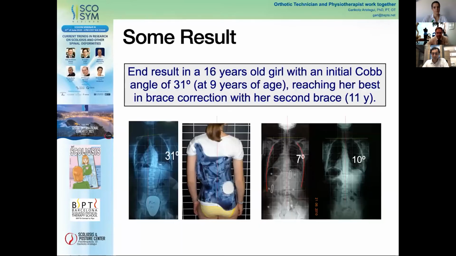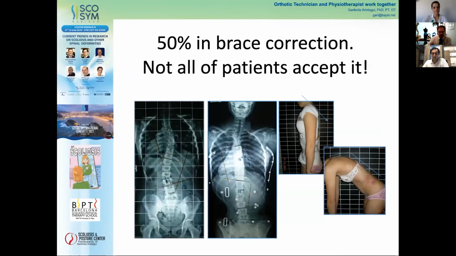Look, for example, at this result. Because at the beginning, when we start with the first brace, we want to have the best result. And in my opinion, this is not the good way. We need to have patience, we need to have time, for what? To have a better result. But sometimes this 50% in-brace correction is not possible. Not all patients accept it.